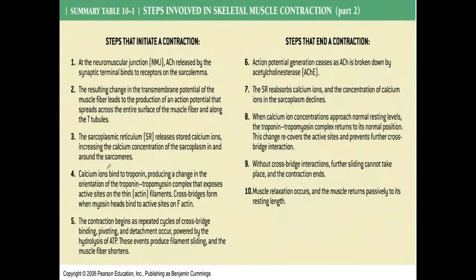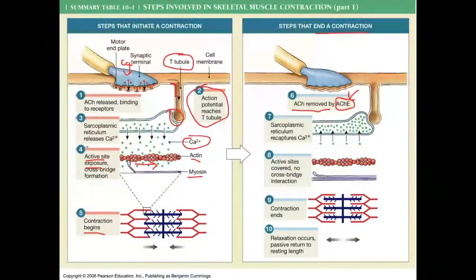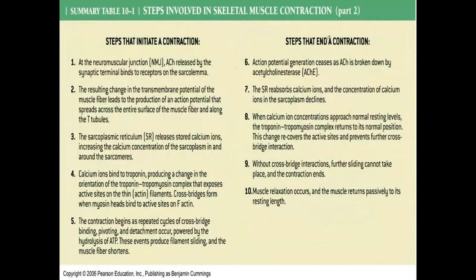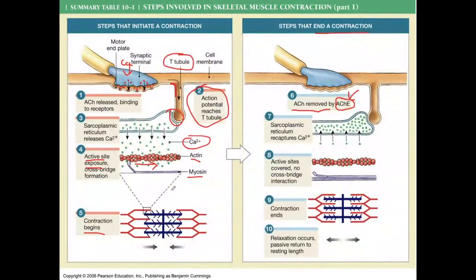So these steps here, 1 through 5, go along with these steps here, 1 through 5. And then 6 through 10 on this slide go over the steps that end a contraction. But one of the things that I wanted to point out to you, and you could replay this and read through these steps, but it is basically what I just mentioned. The only thing that I wanted to point out was right at the very end, eventually these myosin heads need to detach. And the detachment requires ATP, which is energy.